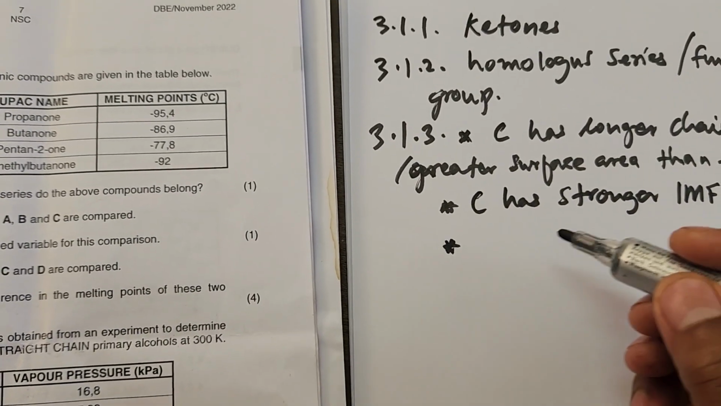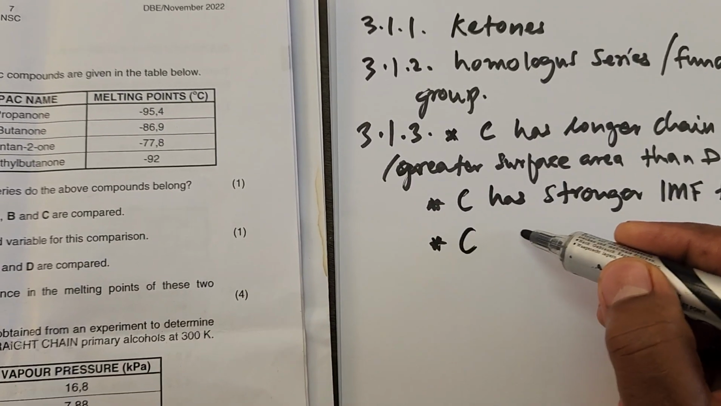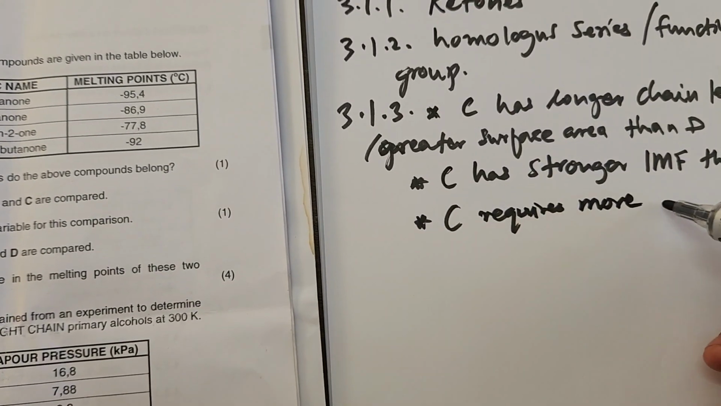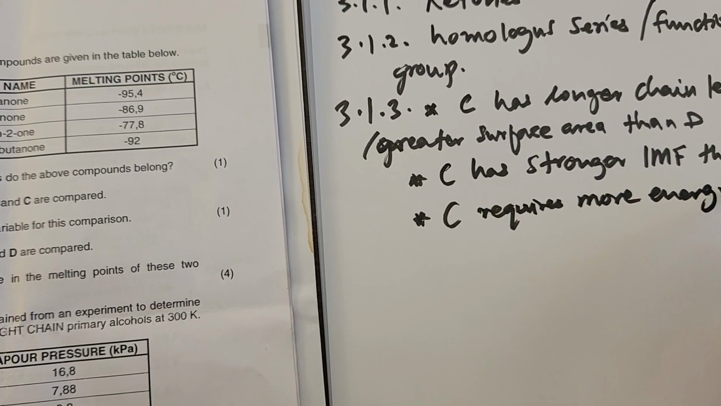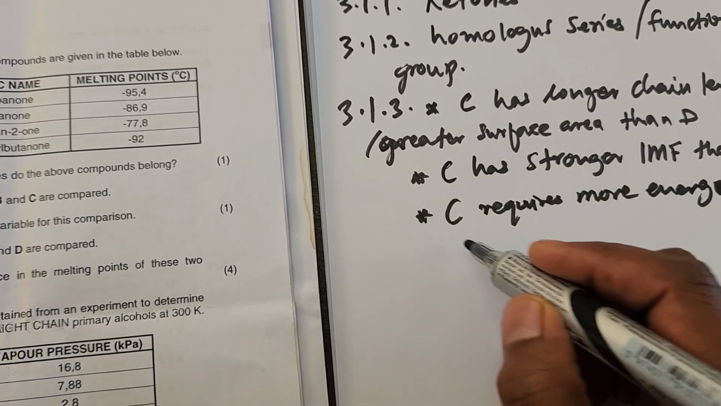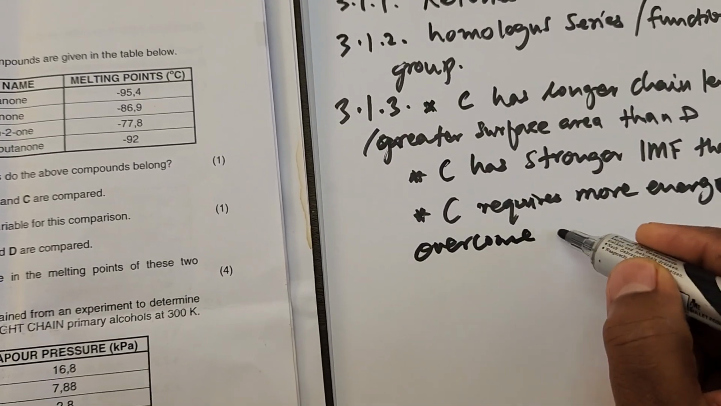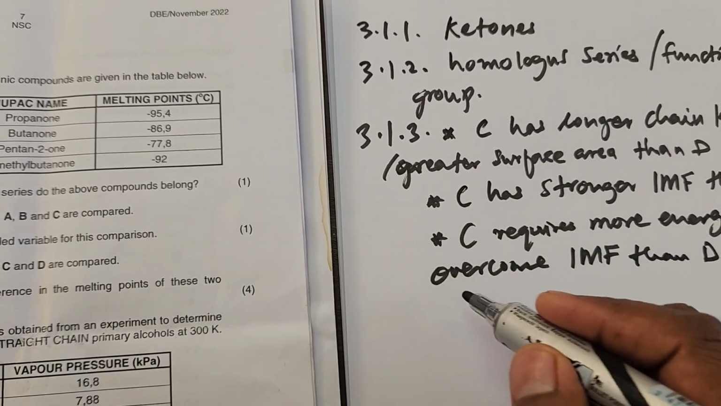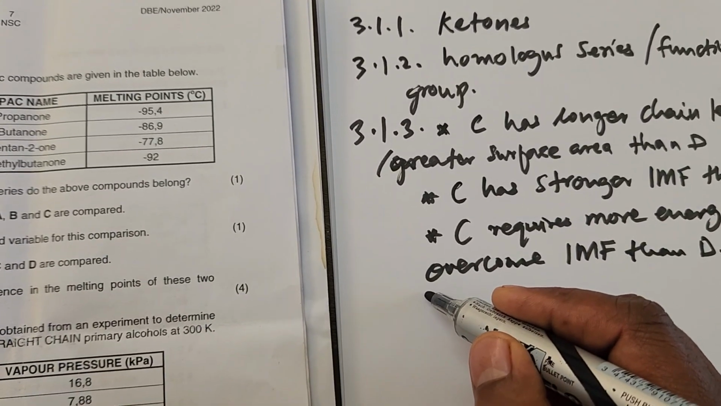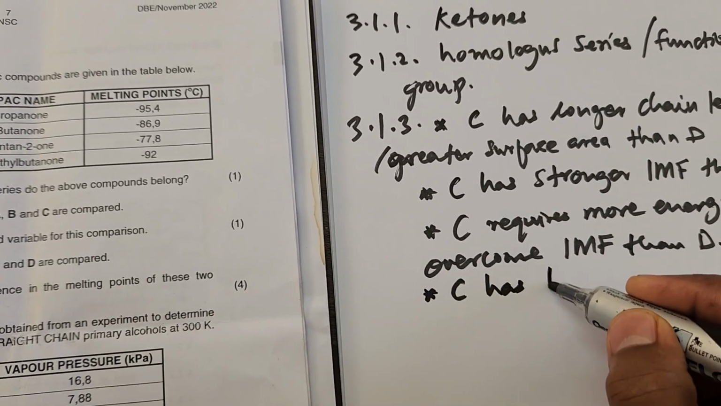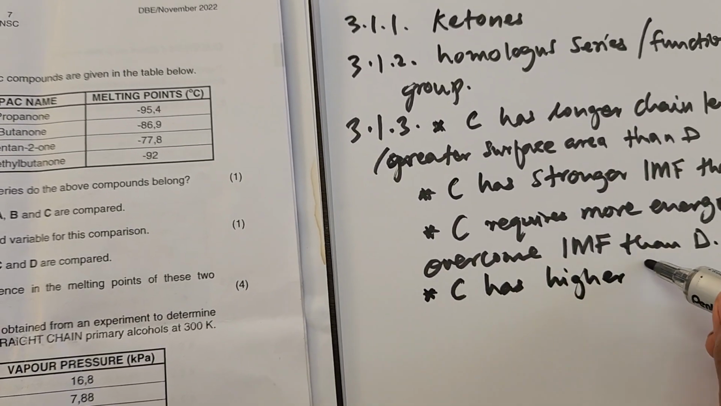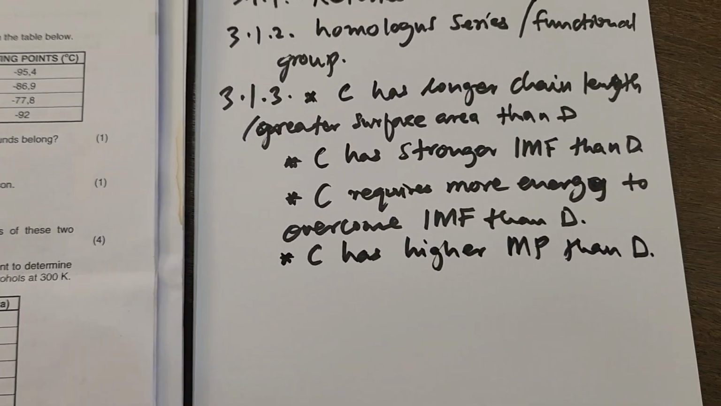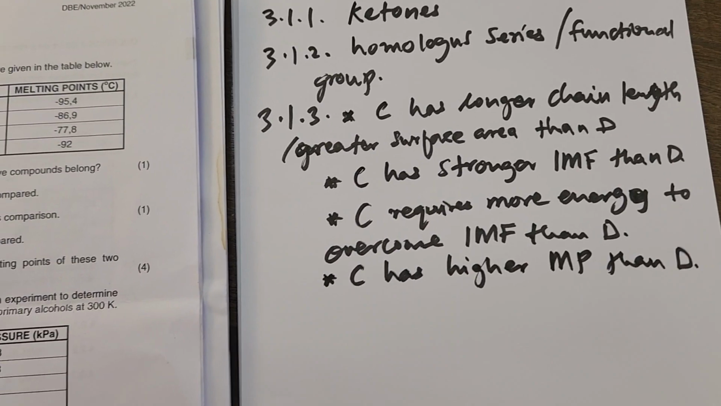The 4th mark will be when you compare the energy. Therefore, if I start with C again, C requires more energy. Because once you have stronger intermolecular forces, you require more energy to overcome the intermolecular forces than D. You can even say, hence C has a higher melting point than D. That will be the case. You have given the examiner more than enough. All the marks will be yours now.